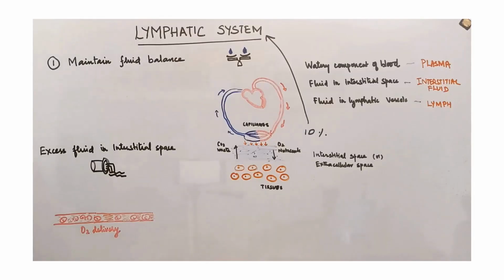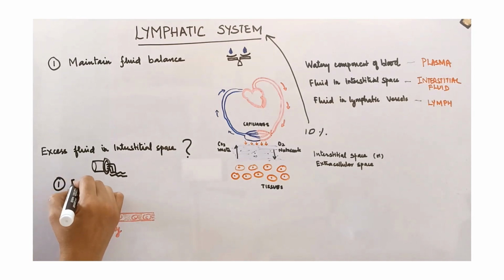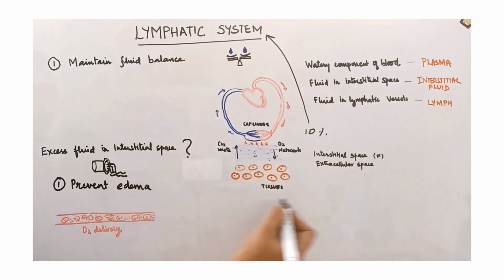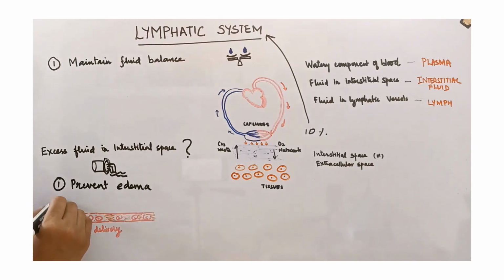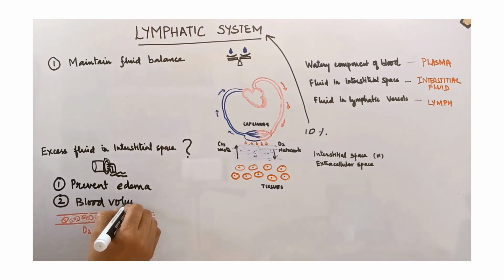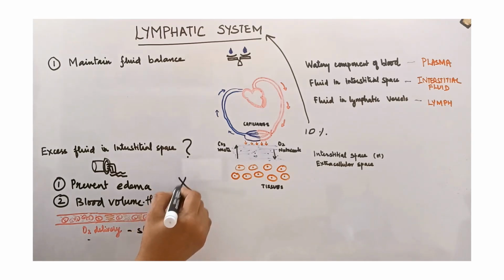Why do you think the excess fluid needs to be drained from the interstitial space? 1. To prevent edema. If the fluid remains in the interstitial space, it will cause the tissues and cells to swell up, which in certain conditions can even be fatal. 2. If the fluid seeping out of the capillaries remain in the interstitial space, then the blood will start getting thicker and thicker with every cycle because it is losing its watery component. Also, oxygen delivery will get slow, leading to death of tissues. Hence, it's very important for the fluid to get back into the circulation.